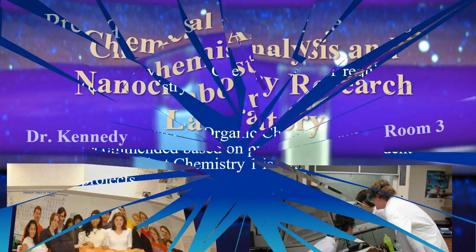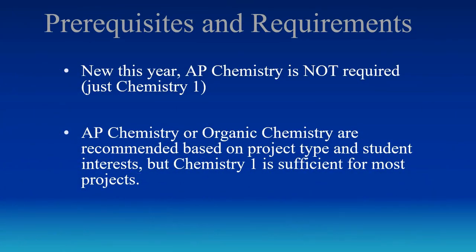For current students, the primary prerequisite is just TJ Chemistry 1. So AP Chemistry is not required for the Chemical Analysis Research Lab. Depending on your project type, AP Chemistry and or Organic Chemistry may be recommended, but for most projects, Chemistry 1 is sufficient.